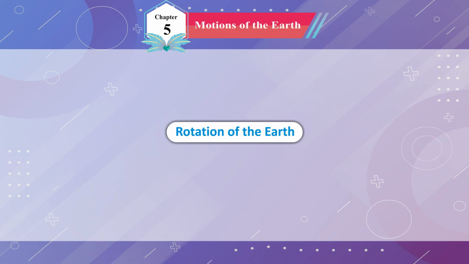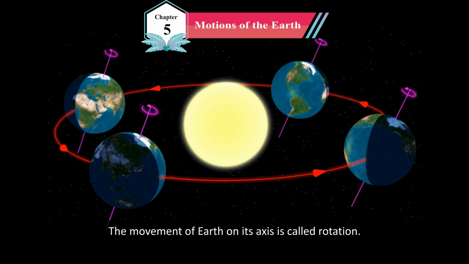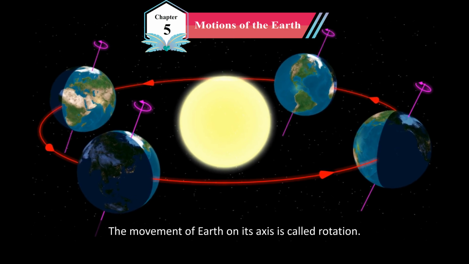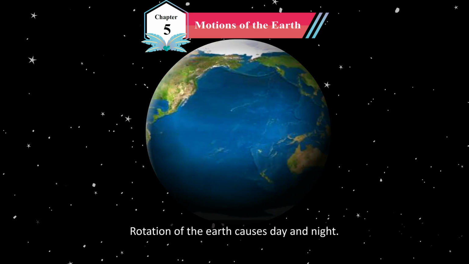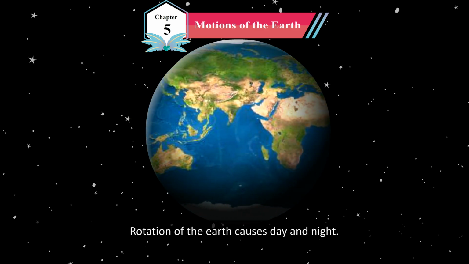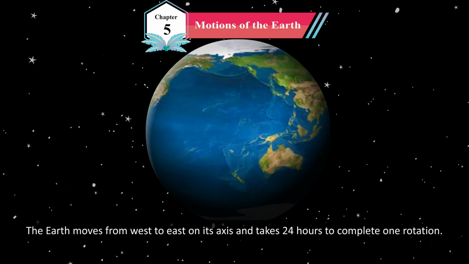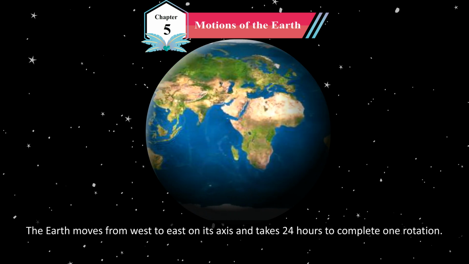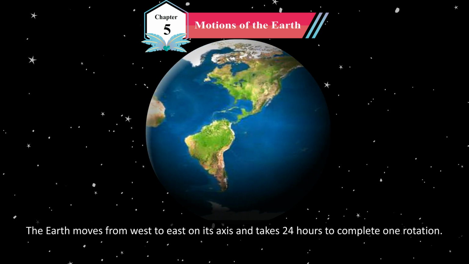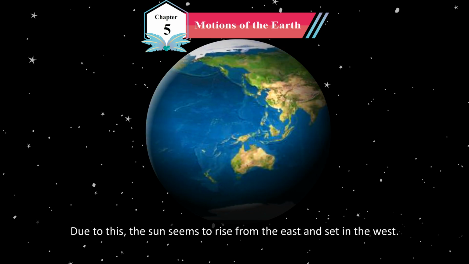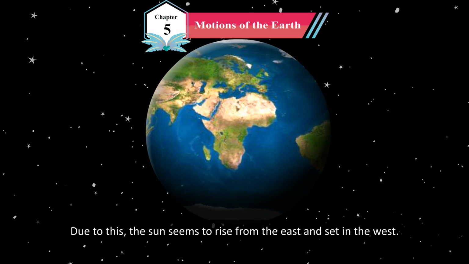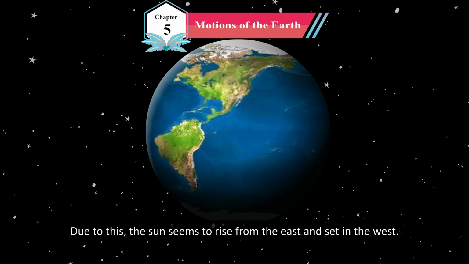Rotation of the Earth. The movement of Earth on its axis is called rotation. Rotation of the Earth causes day and night. The Earth moves from west to east on its axis and takes 24 hours to complete one rotation. Due to this, the Sun seems to rise from the east and set in the west.